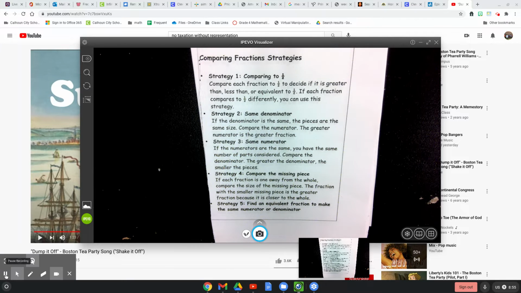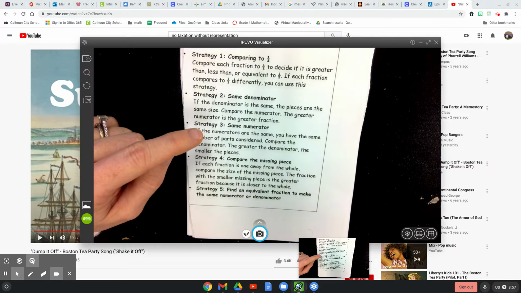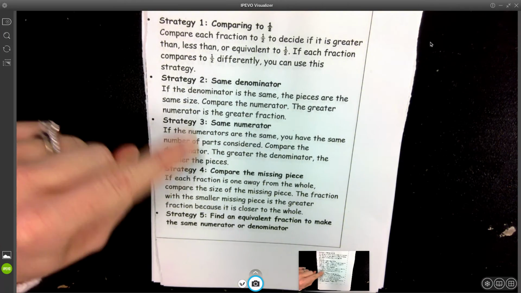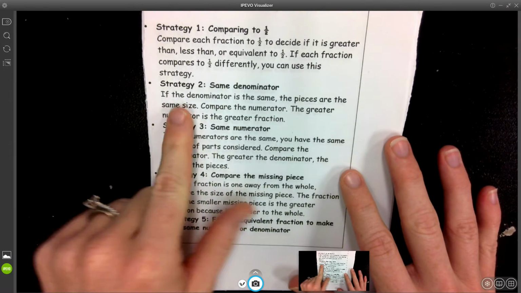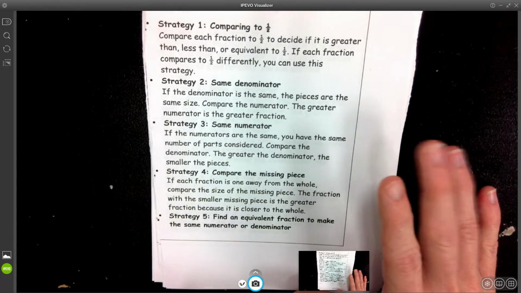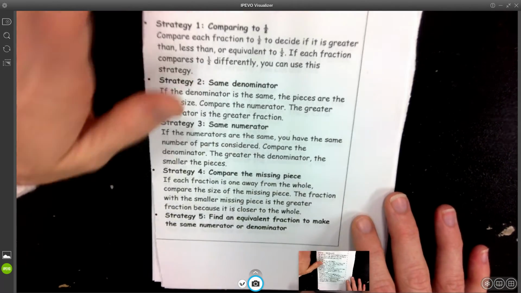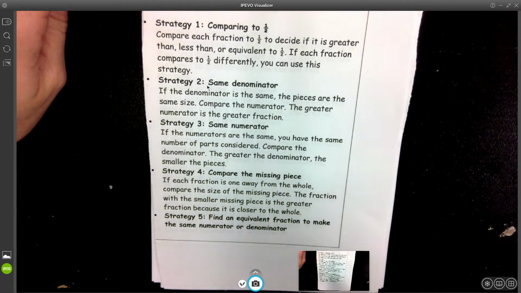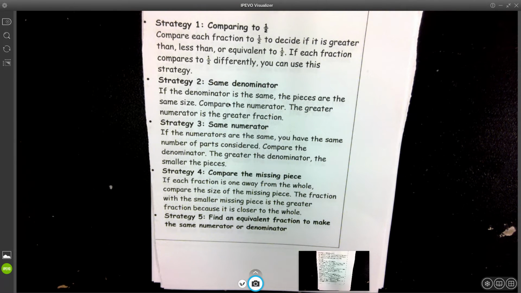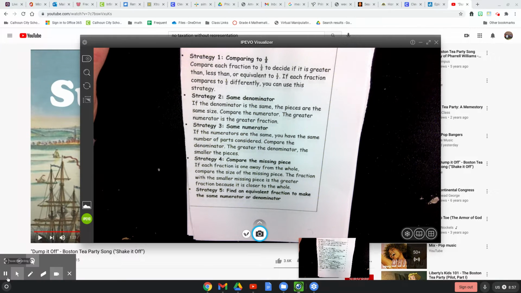Now, let's talk about strategy number 2. All right, we're ready to move on to the second and third strategy. These are the only 3 we're going to talk about today to help us with our activity. Strategy number 2 and strategy number 3 are both very helpful when you're comparing fractions, okay? So strategy number 2, so read along with me as I read out loud, is same denominator. If the denominator is the same, the pieces are the same size. Compare the numerator. The greater the numerator is, the greater the fraction. Okay? So let me give you an example using fraction tiles.